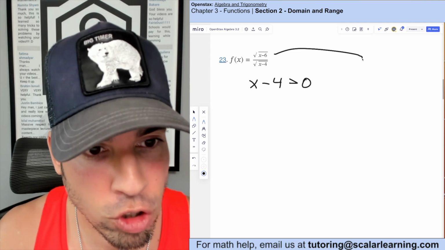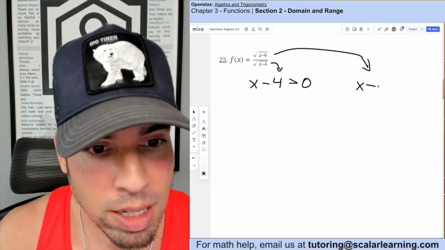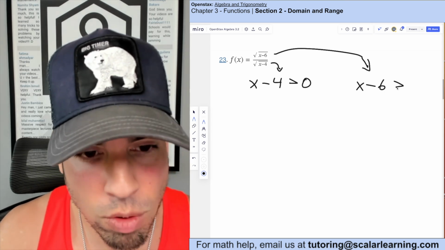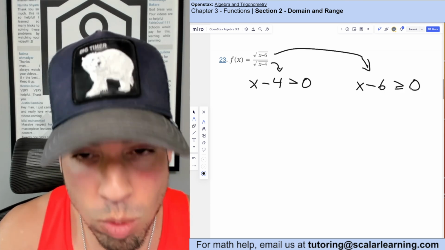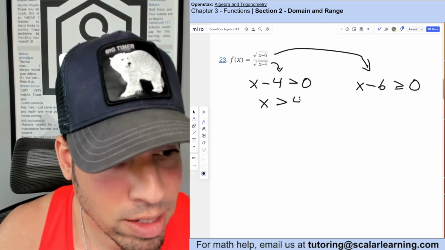For the top restriction, right, we have a different limitation. It can be 0, but it still has to be positive, right? So x minus 6 has to be greater than or equal to 0. So let's solve both of these. This one, by adding 4, we get x is greater than 4.